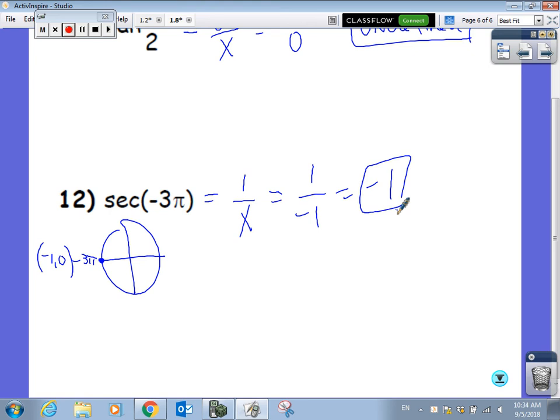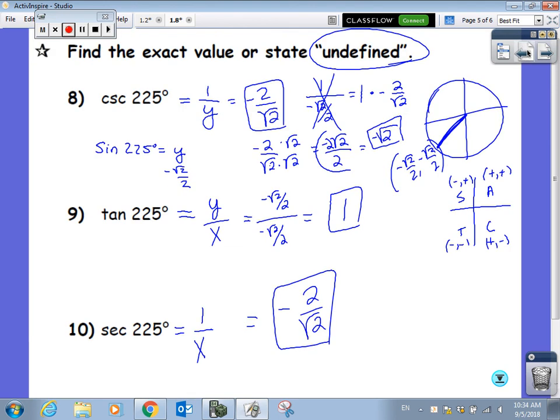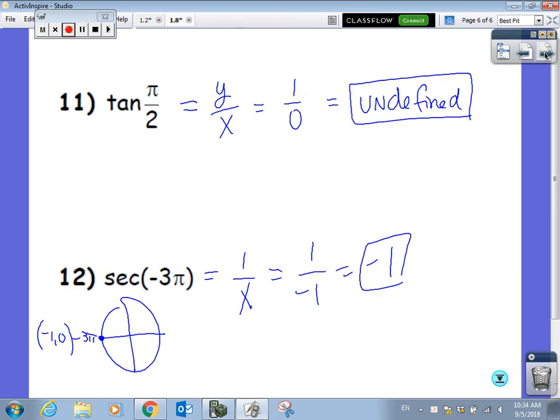Anytime you find these, it'll always be a value. Okay? And how do we know that? Find the exact value. So you know right there with the directions that you're going to have a value, some kind of number. Other questions on those? Evaluate.